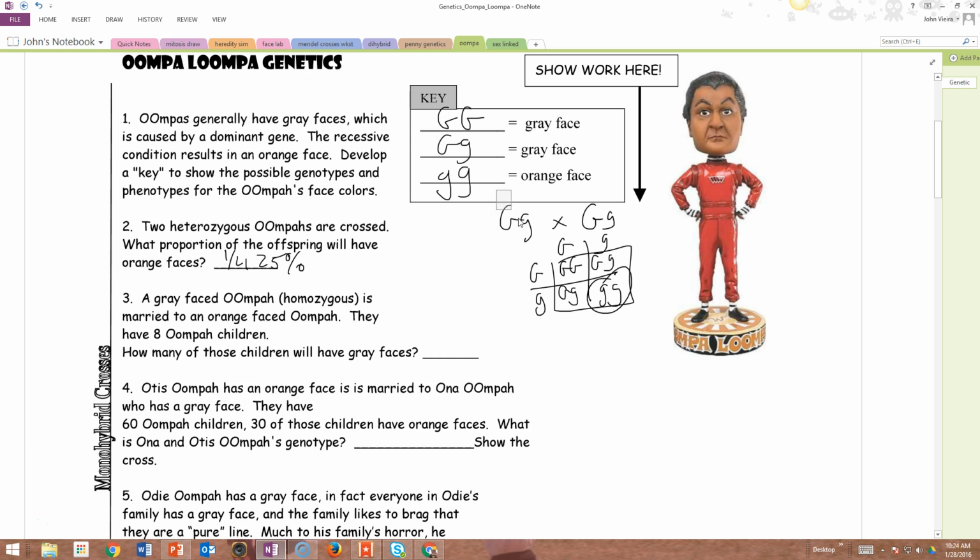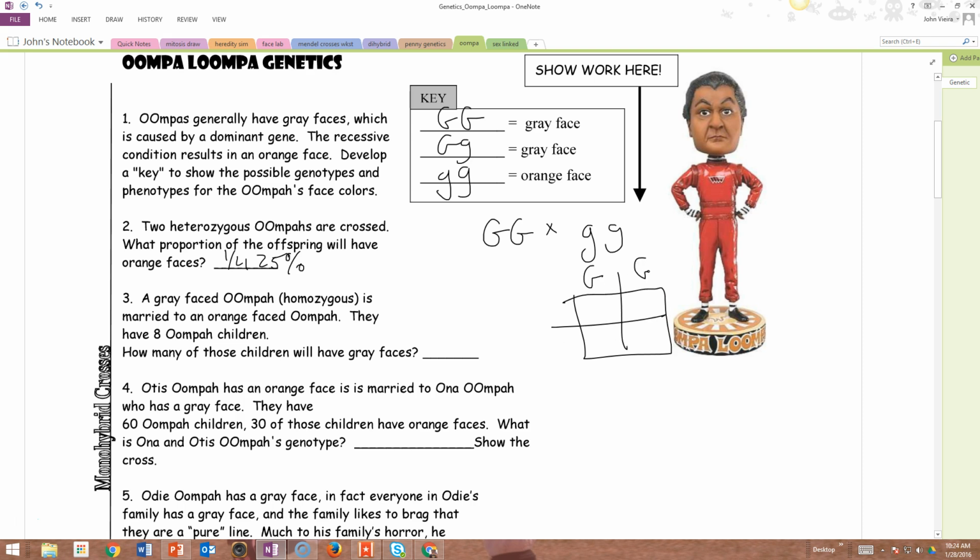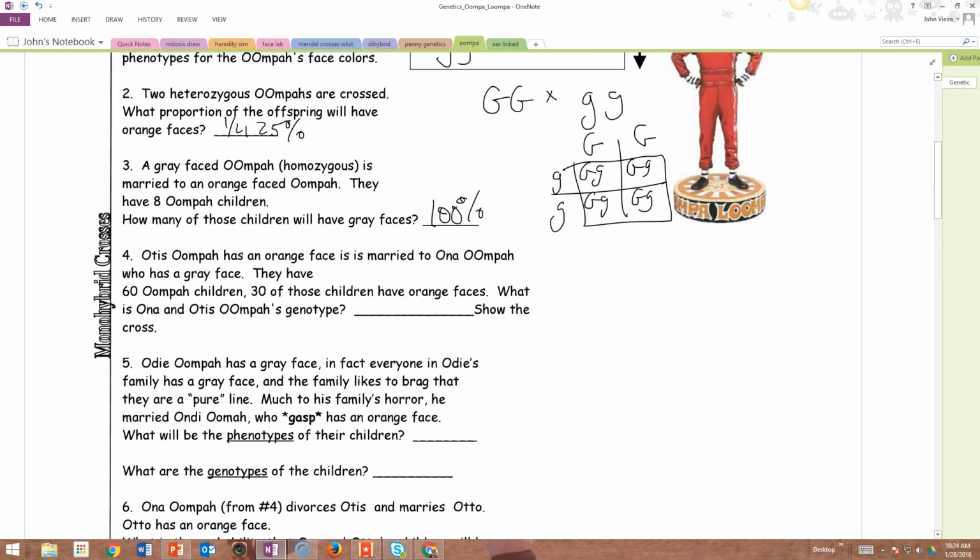Okay, now they tell you for the third question, if you have a gray-faced homozygous married to an orange-faced, how many of the children will have gray faces? I don't even have to do a Punnett square to know that everybody's going to have a big G. Everybody's going to be heterozygous. Every child, or 100% of the children, should have gray face.